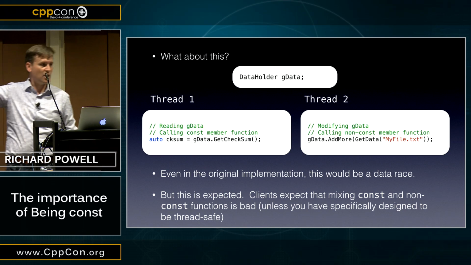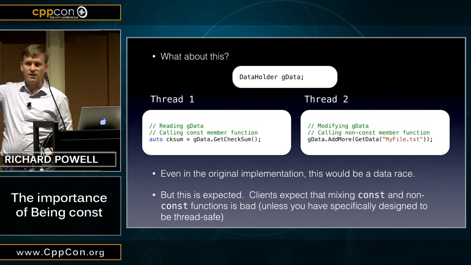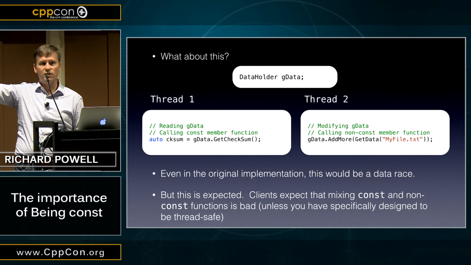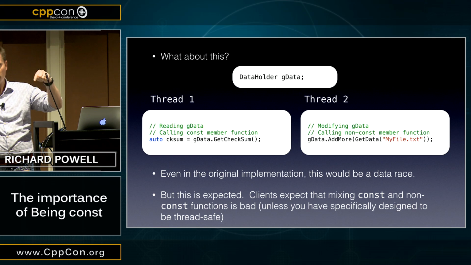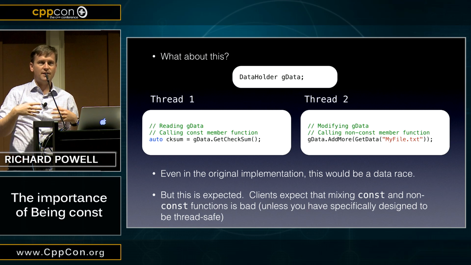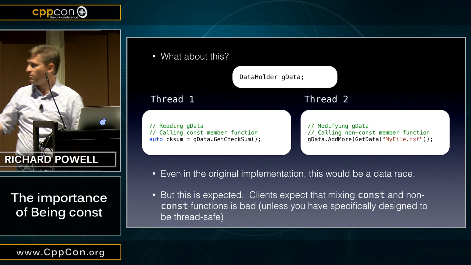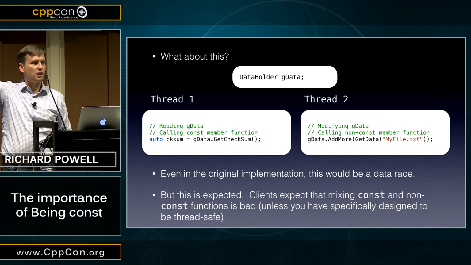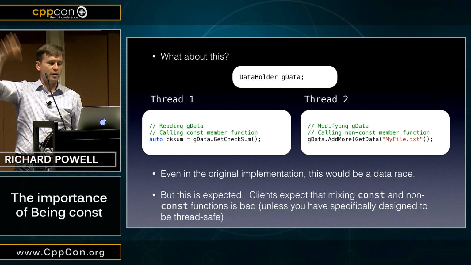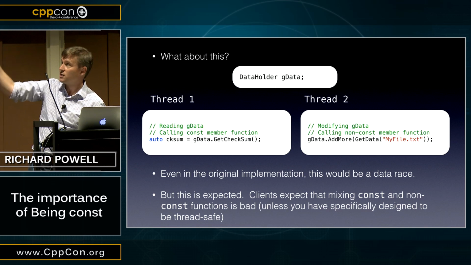I'll say that's fine because this is actually an expected data race. I have two threads, one of which is a reader and one of which is a writer to the same object. That's not a data race problem in my code. That's a data race because the client is using it wrong. They're holding it wrong, if you will. They're not supposed to do this.